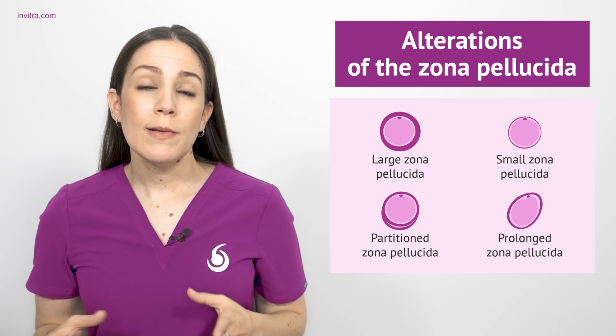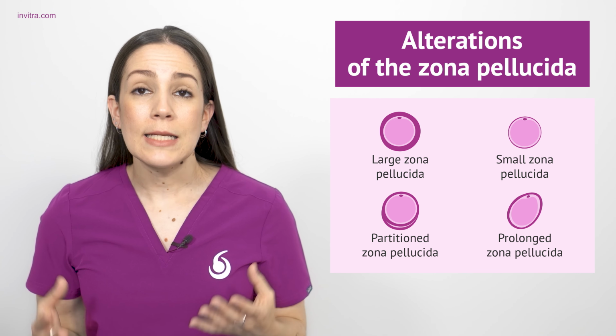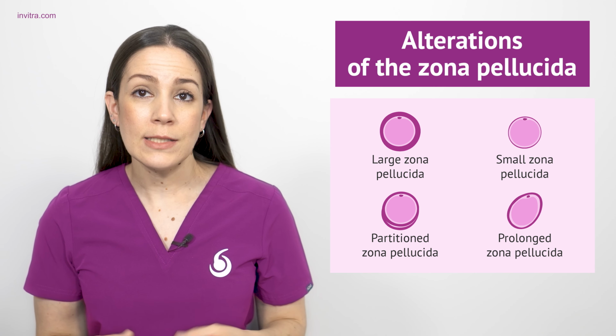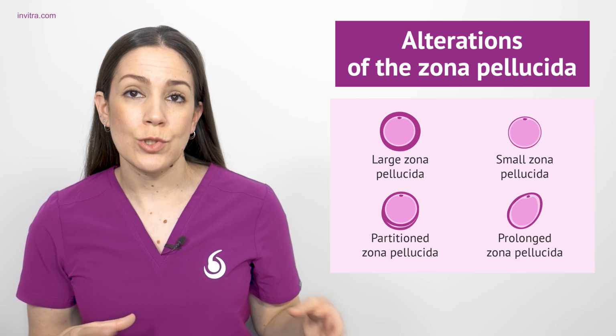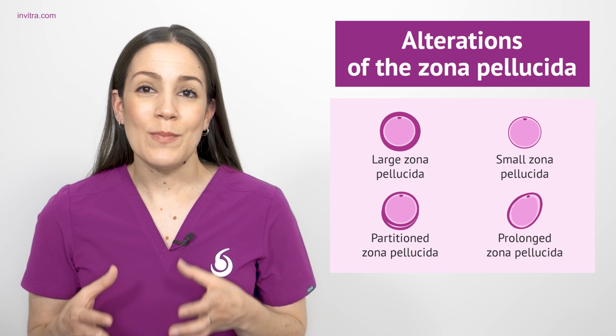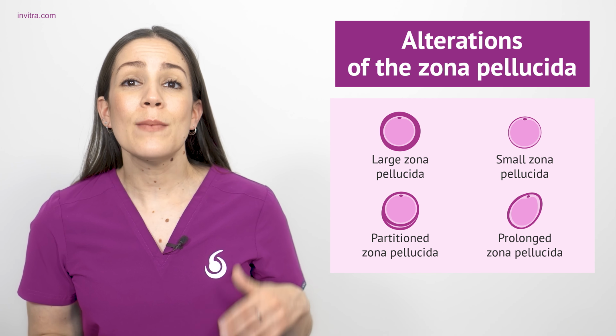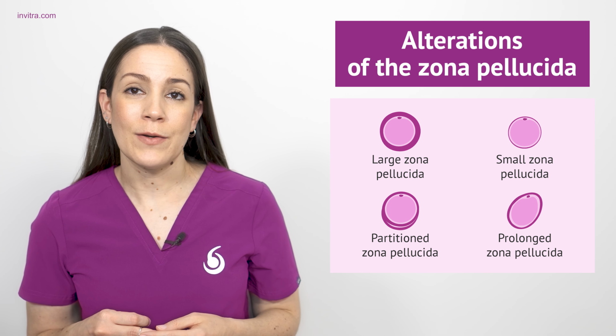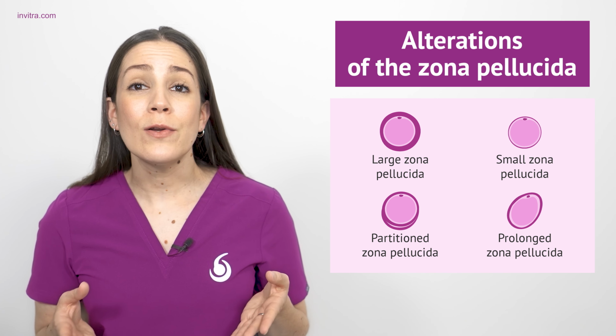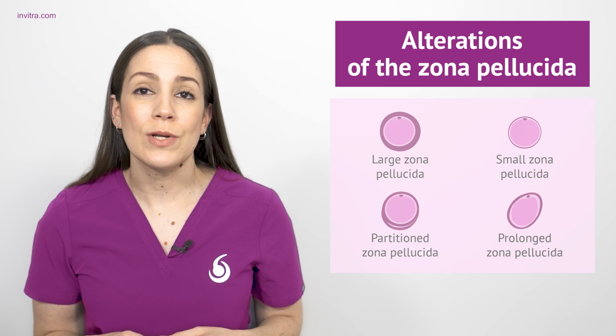It is also possible that thickened, elongated, or partitioned zona pellucida may present significant problems for embryo hatching. This occurs when the embryo in the blastocyst stage detaches itself from the zona pellucida to implant in the endometrium. In such cases, the embryologist would evaluate the option of assisted hatching.